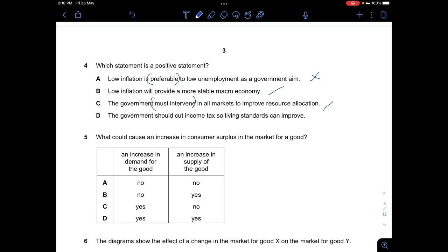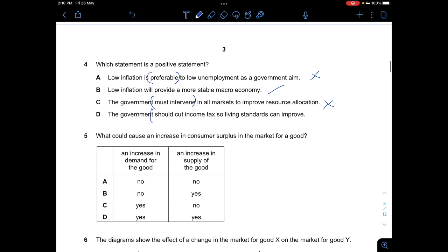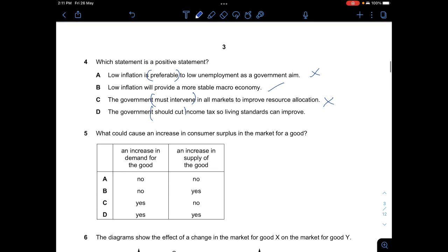So C is based on opinion. And D, the government should cut income tax so living standards can improve. Should cut income tax. This is a normative statement because it's not really one of the ways to actually improve living standards.